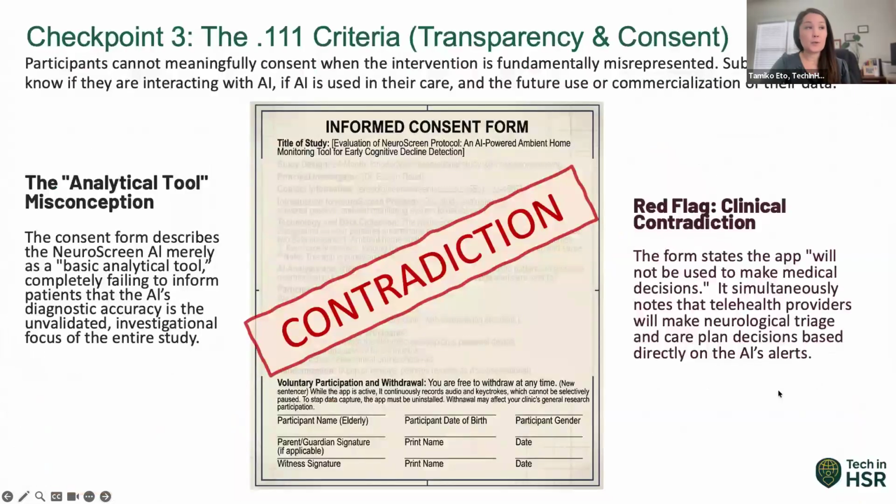So let's look at checkpoint three. That's the 111 criteria, the IRB approval criteria. I'm going to start with the consent because NeuroScreen has a specific and egregious problem. The consent form described NeuroScreen AI as a basic analytic tool. Originally, that's how it came in this hypothetical scenario.